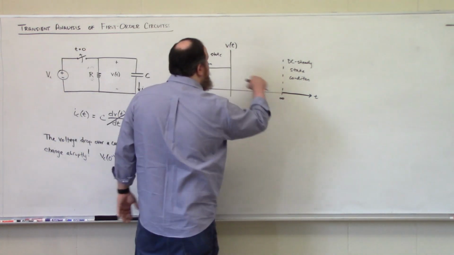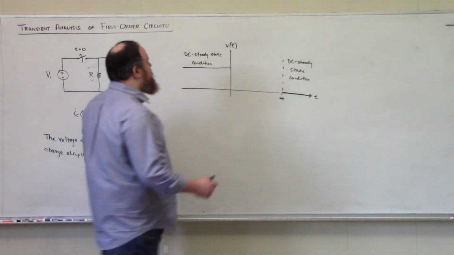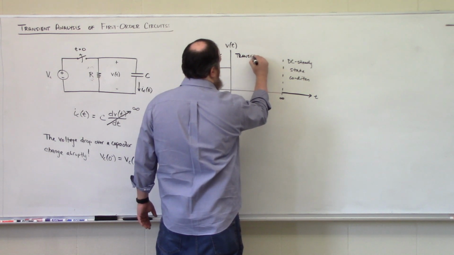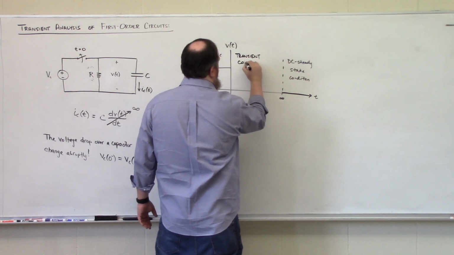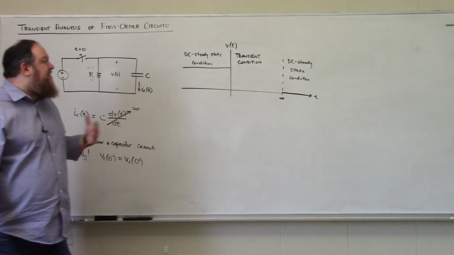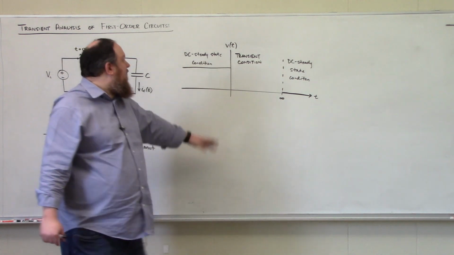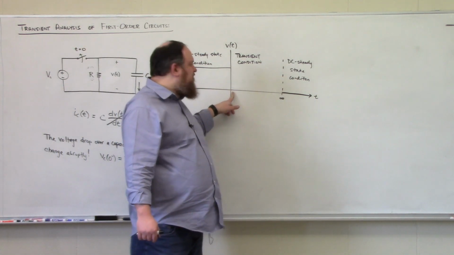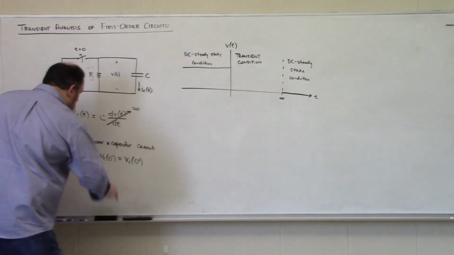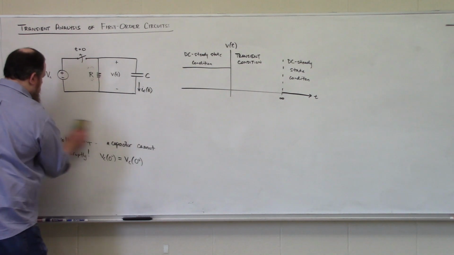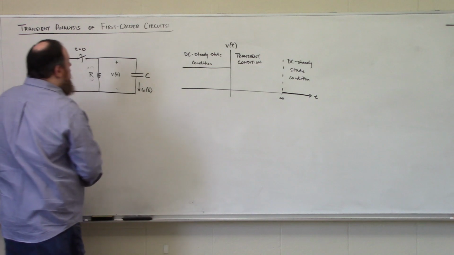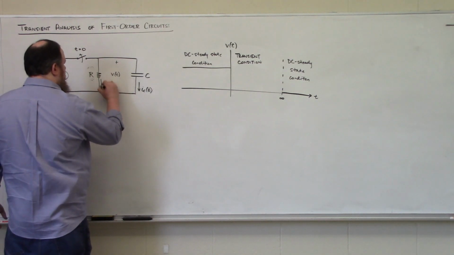This time between these two DC steady state conditions is what's called a transient condition. And it's our job to mathematically figure out what's going on between t is equal to 0 plus and t is equal to infinity in these circuits. So, let me modify something real quick.